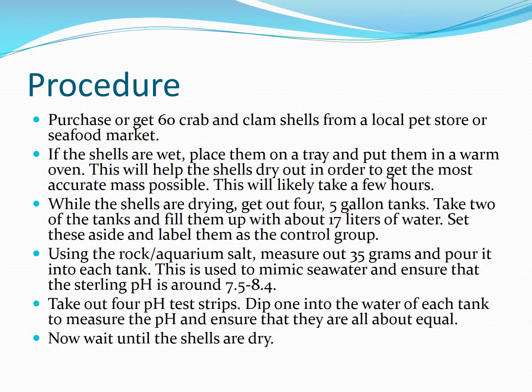So next, using your rock mix clam salt, you're going to want to measure out 35 grams and pour it into each tank. The salt is used to mix the water, so this is going to ensure that the starting pH is around 7.5 to 8.4, which is like normal. So taking out 4 pH test strips, dip one into the water of each tank to measure the pH and ensure that they're all about equal. And now, you just wait until the shells are dry before you move on to the next step.